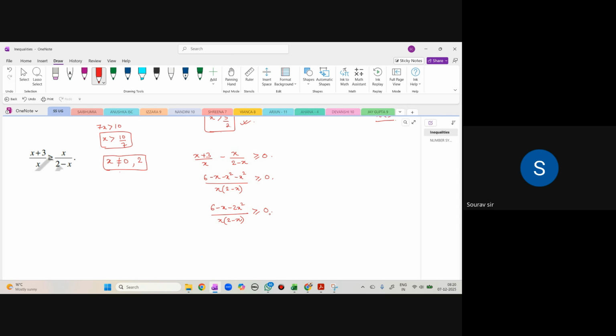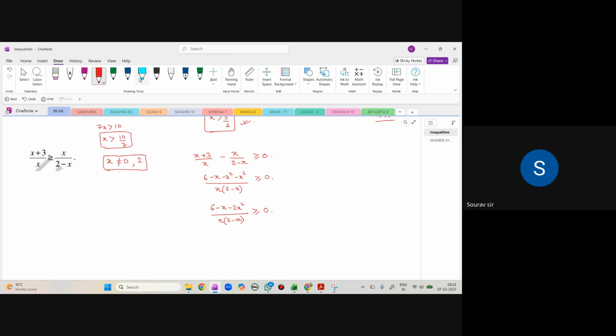Right? Yes, sir. Okay. So now how do I solve this? From here, how to solve this? Factorize the numerator. Yes. Very good. Factorize the numerator. So what would be my factors?